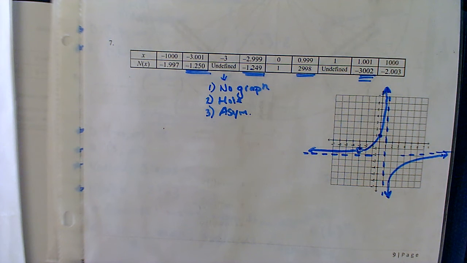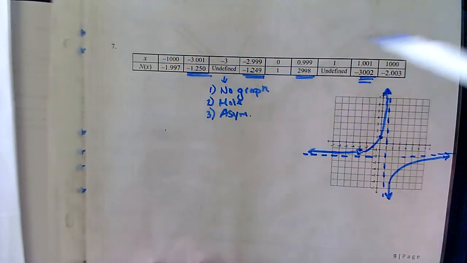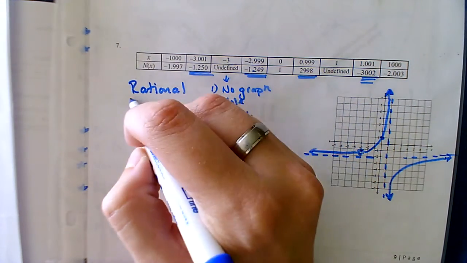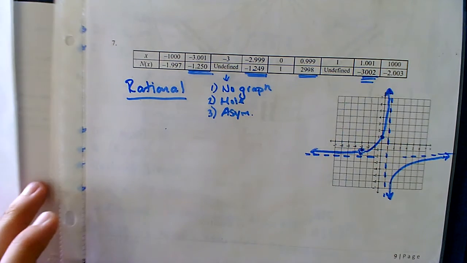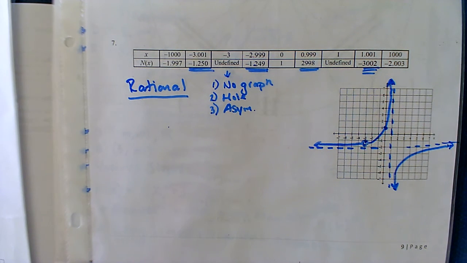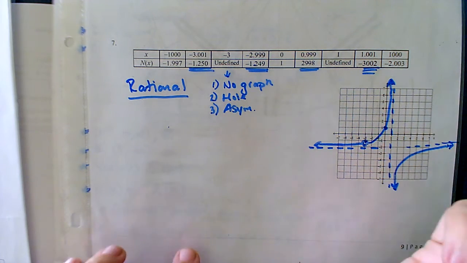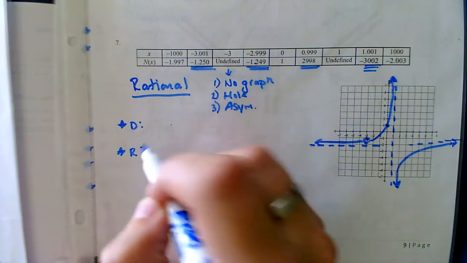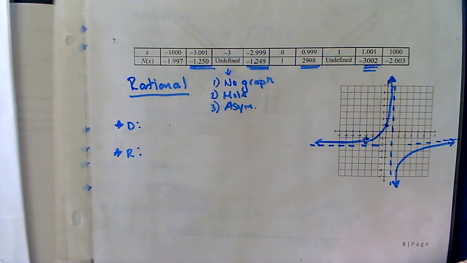I saved the best for last. It's a tricky one. It's called a rational function. Does that word sound familiar at least? Okay, rational function. Let's go ahead and tackle domain, range.